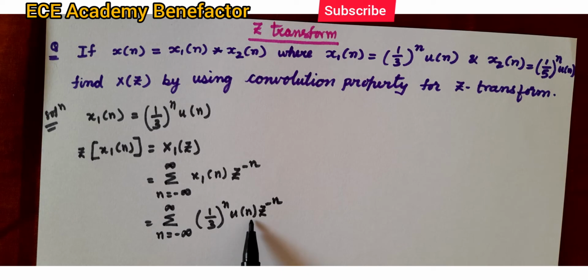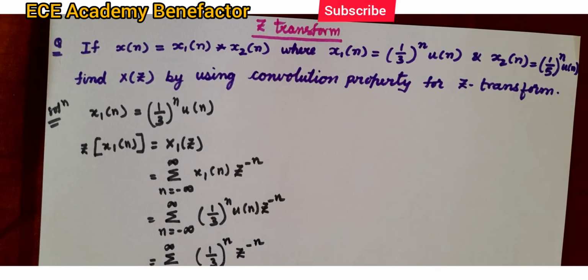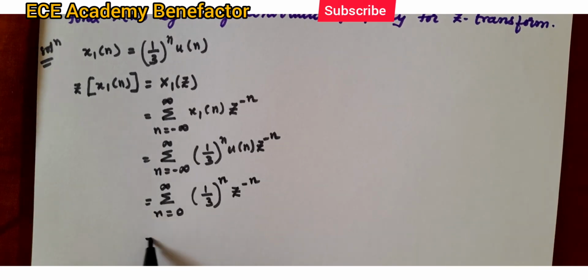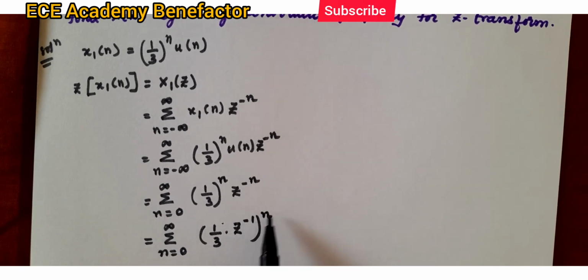Whenever we find u of n, it is a causal sequence, so we can take the limits from 0 to infinity. In the limit 0 to infinity, u of n value is 1. So we can write it as summation n equals 0 to infinity (1/3)^n, with u of n becoming 1, so you can directly write z to the power minus n. So it is equal to summation n equals 0 to infinity of (1/3 z^-1)^n.